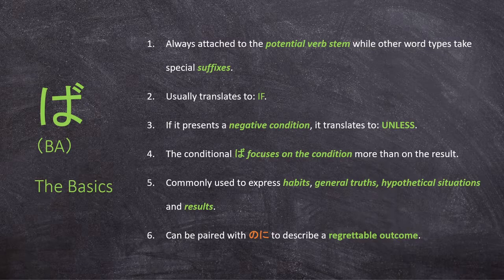Now, of course, you will see this reflected in our examples, but for now, it will be enough to mention these things. So please remember and keep in mind that whenever you want to express a certain habit, you can use ba or to, there will be no mistakes. Then you should also remember that ba is used for general truths, hypothetical situations, and results, or if you want to be more precise, future results.